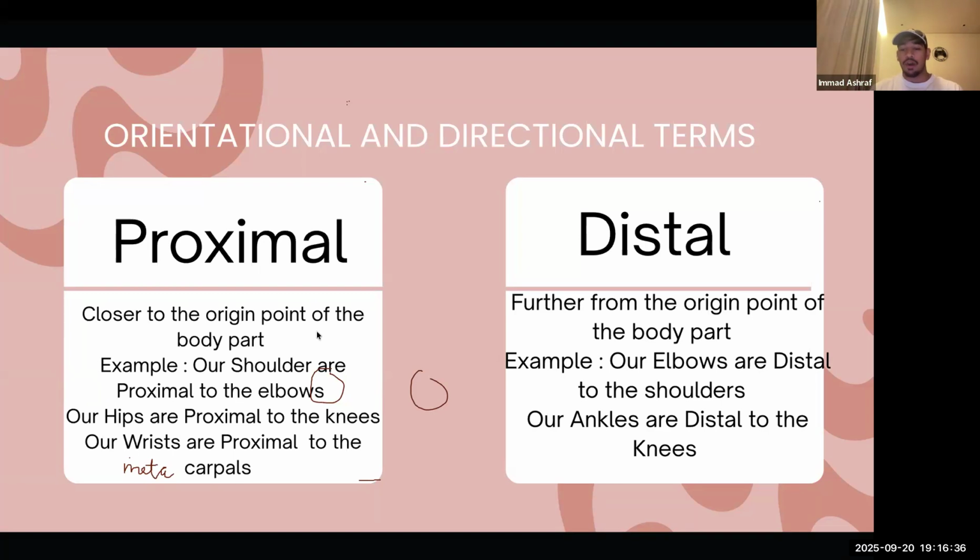And then the other examples we have are our elbows are distal to the shoulder because we're comparing now to the shoulder joint. So the shoulder is much closer than the elbow. Or our ankles are distal to the knees. So the knees are a joint, right? And our ankles are further away from the knees than the knees themselves. So they're distal to the knee.